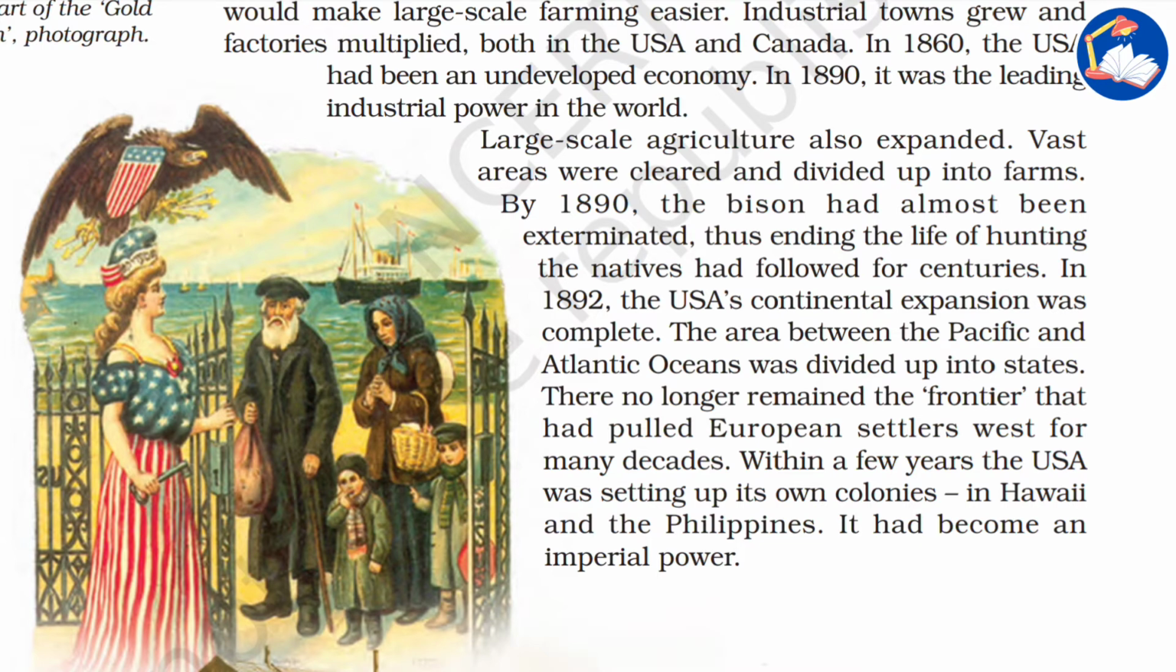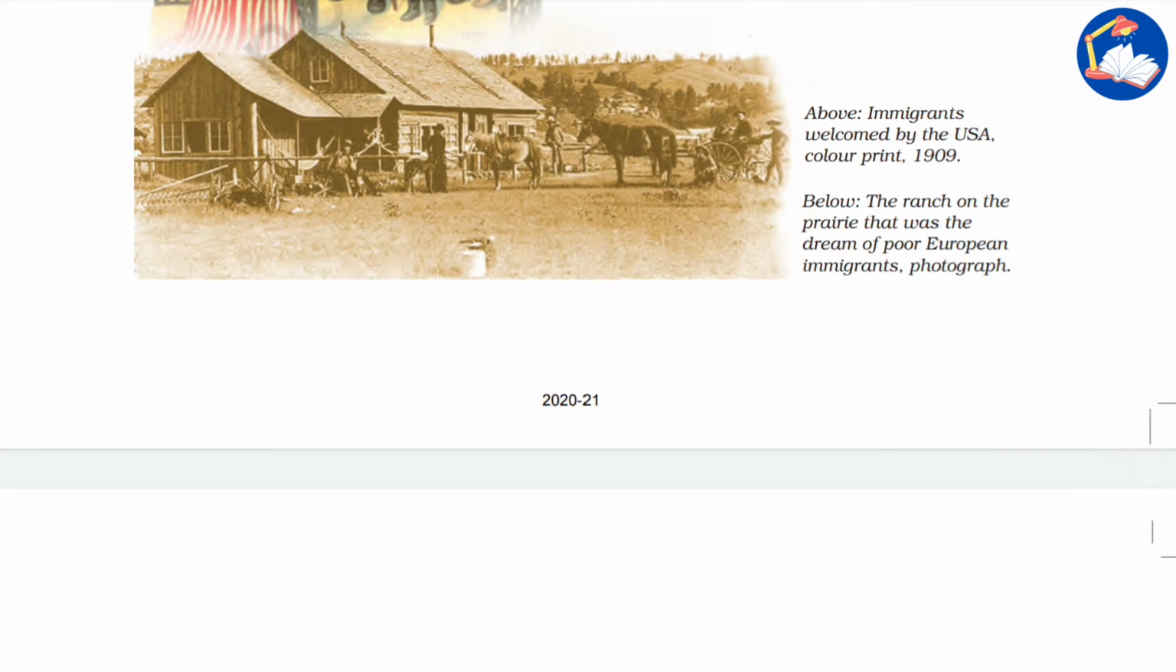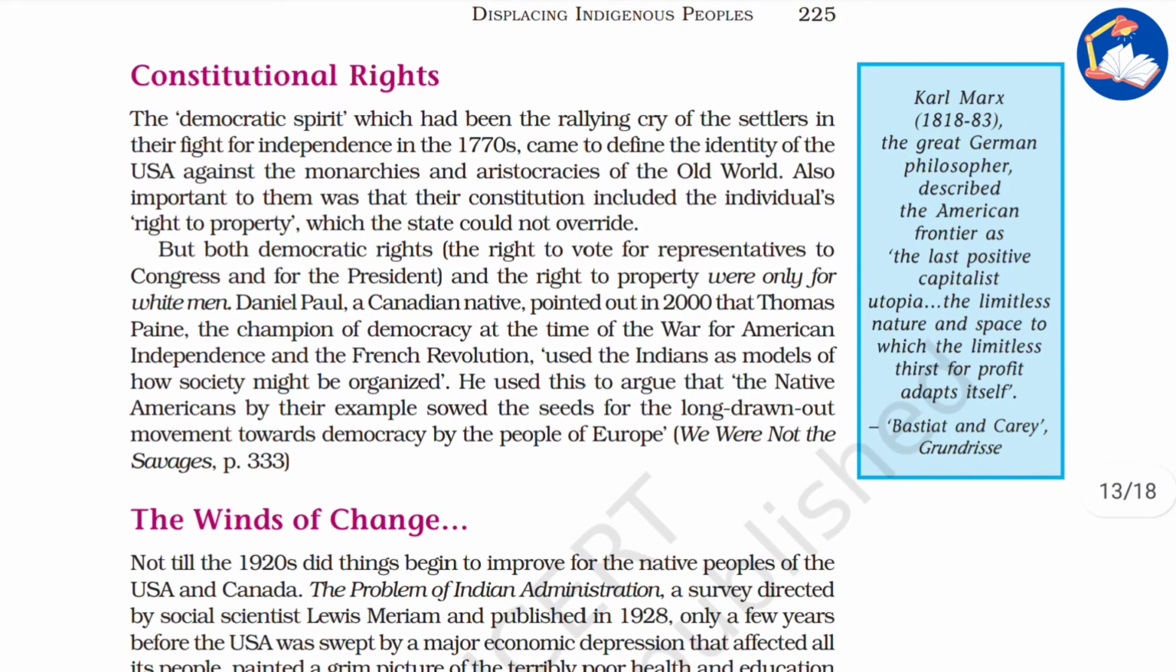is that there no longer remained the frontier that had pulled the European settlers. The USA was no longer controlled by other European settlers. Within a few years, USA was setting up its own colonies in Hawaii and in the Philippines. Even in the Philippines they bought land, actually. Then, constitutional rights.